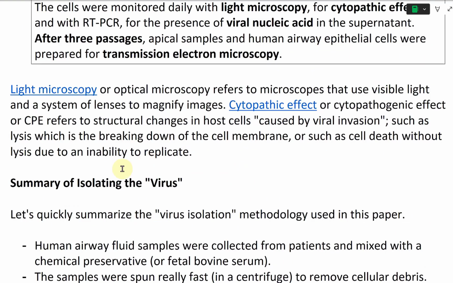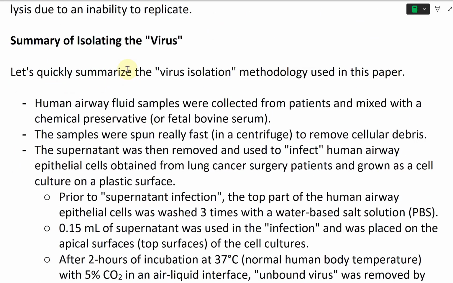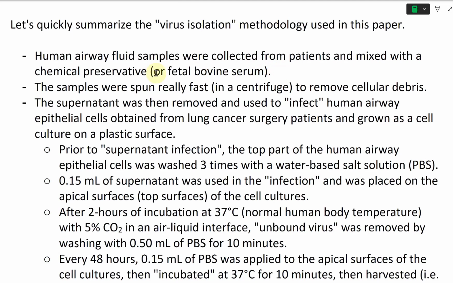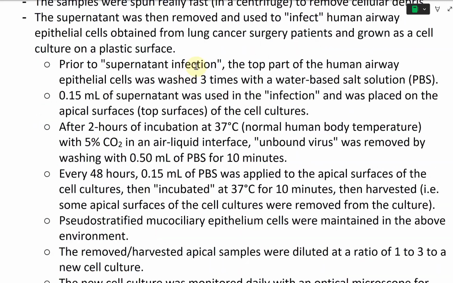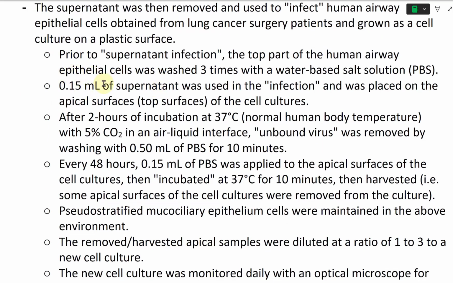Interesting. All right, so now let's go over a summary of isolating the, quote, virus. So let's quickly summarize the, quote, virus isolation methodology used in this paper. So human airway fluid samples were collected from patients and mixed with a chemical preservative or fetal bovine serum, and the samples were spun really fast in a centrifuge to remove cellular debris, and the supernatant was then removed and used to, quote, infect human airway epithelial cells obtained from lung cancer surgery patients and grown as a cell culture on a plastic surface. And here's the steps in this inoculation.